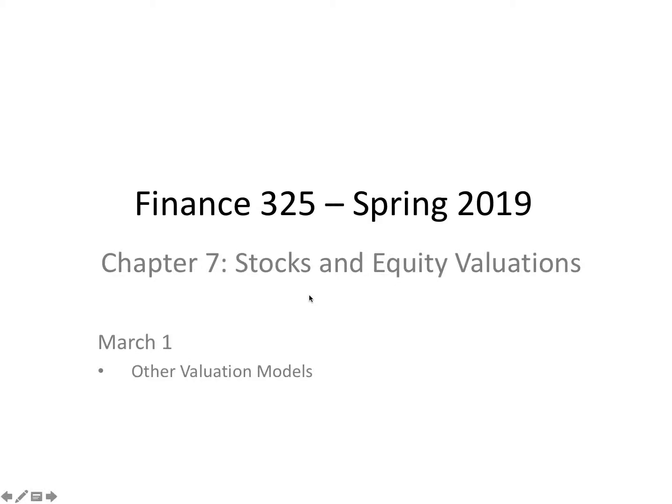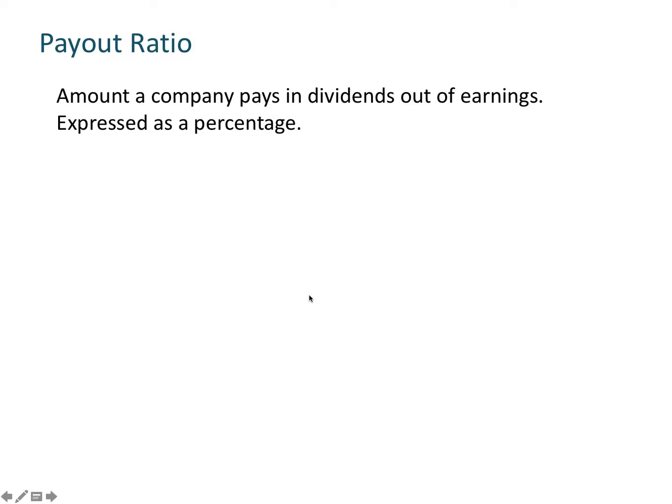Alright, this is the second video showing how to use other valuation methods to get to stock price. In the first one I showed you the PE ratio and the earnings per share. This one we're going to use the payout ratio. Payout ratio is basically just the percentage of earnings that are paid out in dividends.